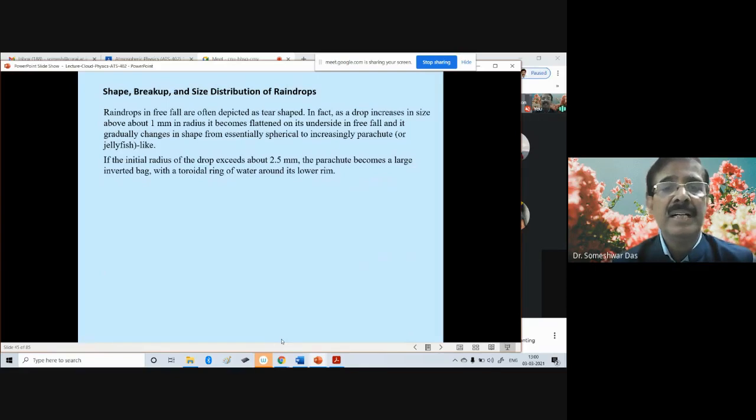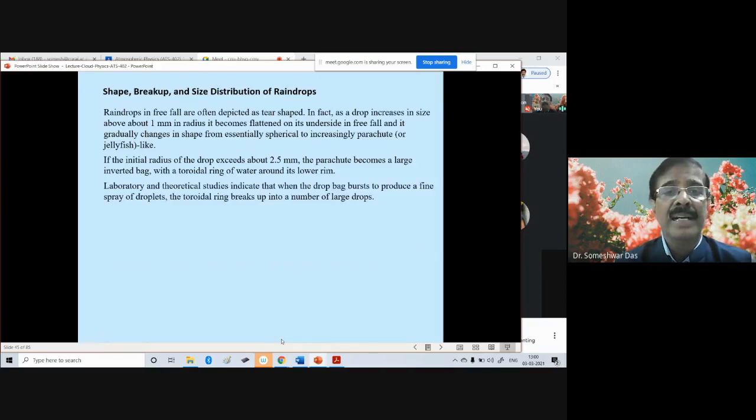If the initial radius of the drop exceeds about 2.5 millimeters, the parachute becomes a large inverted bag with a toroidal ring of water around its lower rim. Laboratory and theoretical studies indicate that when the drop bag bursts to produce a fine spray of droplets, the toroidal ring breaks up into a number of large drops. This is what is found from the laboratory experiments.